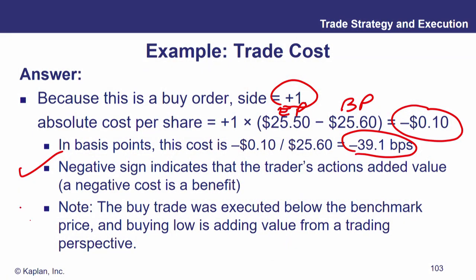I love that we put these problems in, because these are things you might not think about that might surprise you on the exam. This shouldn't surprise you now that you've been exposed to both positives and negatives, buys and sells. A negative cost is a benefit. A positive cost is not a benefit. Make sure you go through these and keep working at it. The buy trade was executed below the benchmark price. So remember, I bought low. Awesome. From a trading perspective, I'm pretty happy.